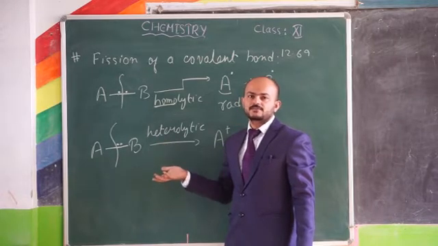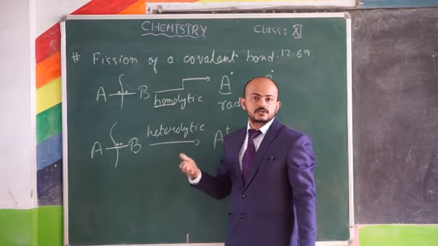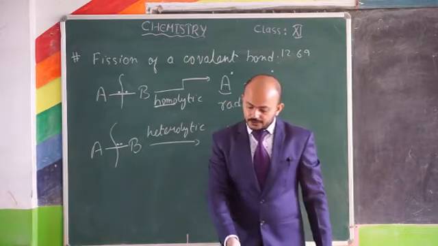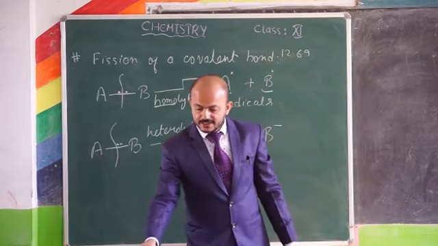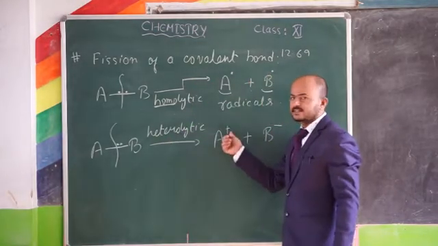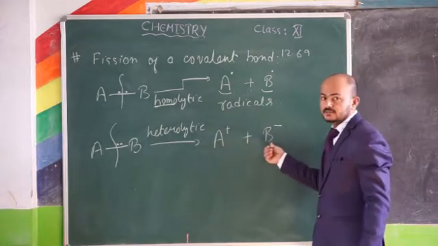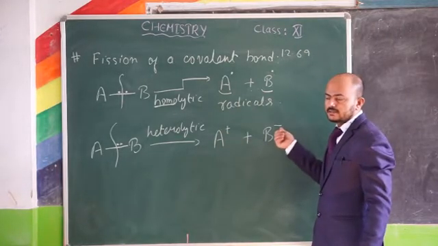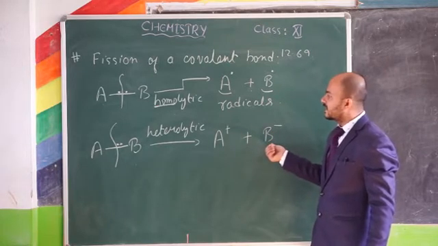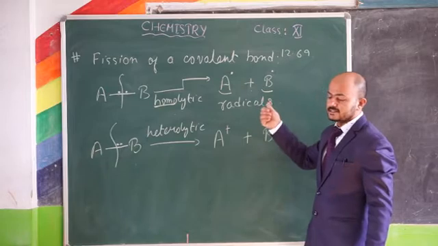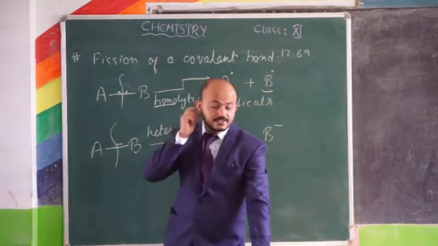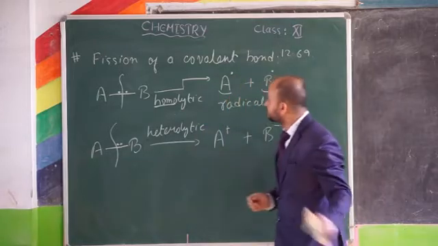If it is an organic compound, then this gives rise to carbocation and carbanion. If this is carbon, then this is carbocation. If there is a negative charge over carbon, that means it is a carbanion, and these are free radicals. Now let's discuss reagents and substrates.